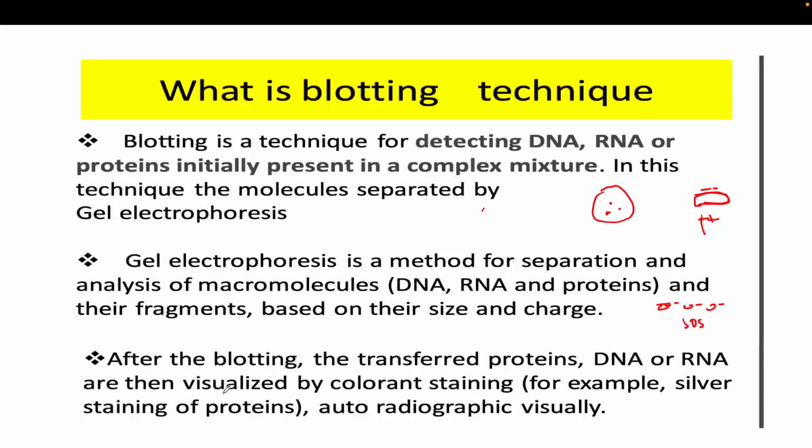Then, in blotting, you have to transfer that protein or nucleic acid sample onto a certain type of blotting sheet. After transferring, for visualization or detection you have to perform either autoradiography or chemiluminescence. Some chemiluminescent molecule is attached to your probe or antibodies, so that in the visualizing step you can see those macromolecules. So this is the blotting technique.